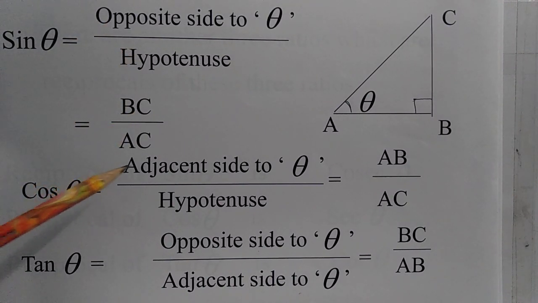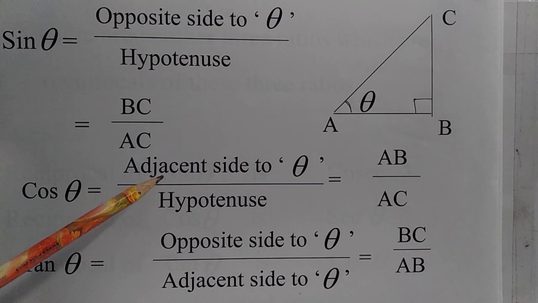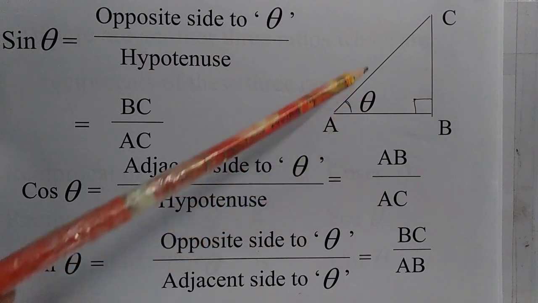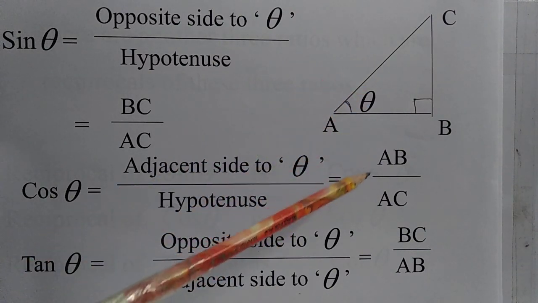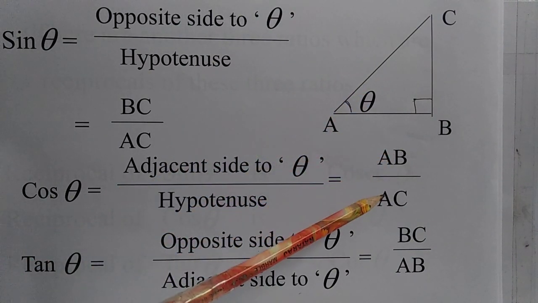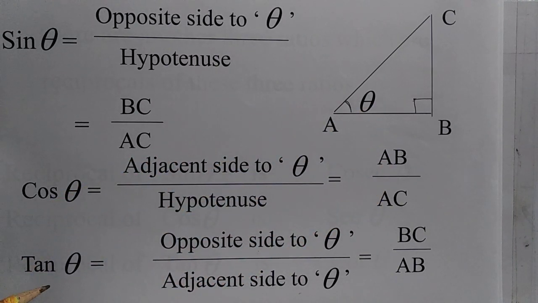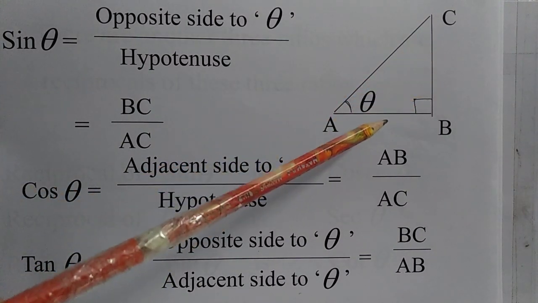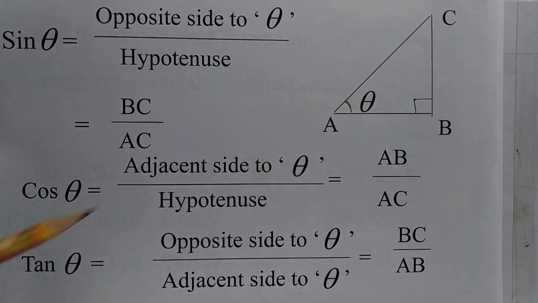Cos theta equal to adjacent side to theta by hypotenuse. Adjacent side to theta is AB and hypotenuse is AC. So cos theta equal to AB by AC. And tan theta equal to opposite side to theta by adjacent side to theta. Opposite side to theta is BC, adjacent side to theta is AB. So tan theta equal to BC by AB.